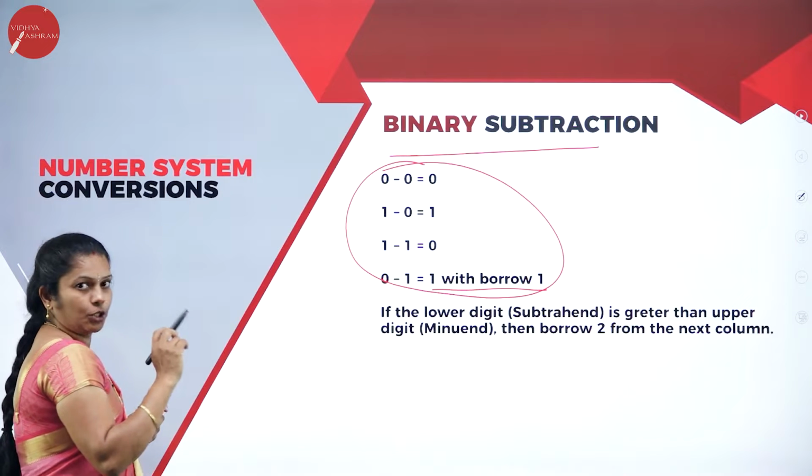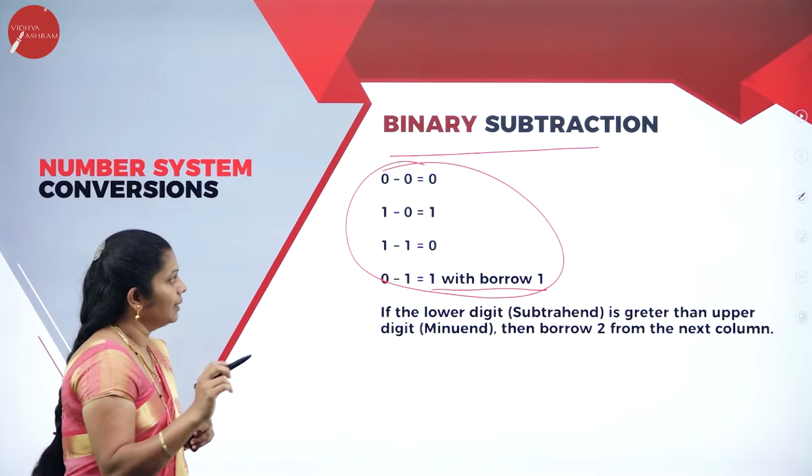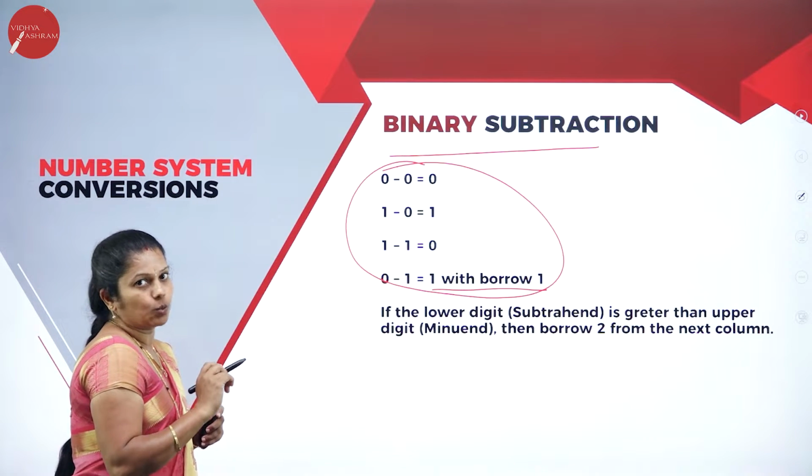In subtraction, the rules are: 0 minus 0 is 0, 1 minus 0 is 1, 1 minus 1 is 0, as well as 0 minus 1 is 1.